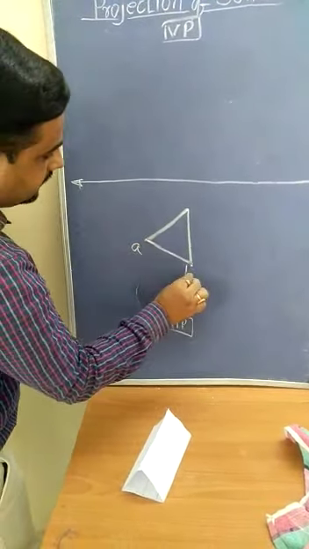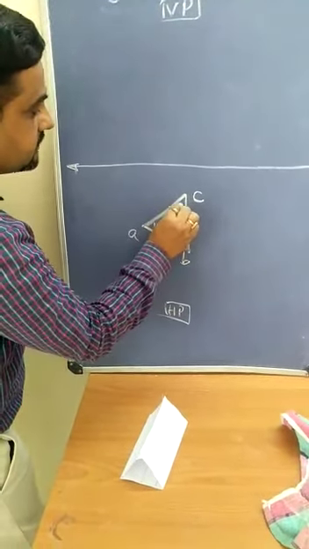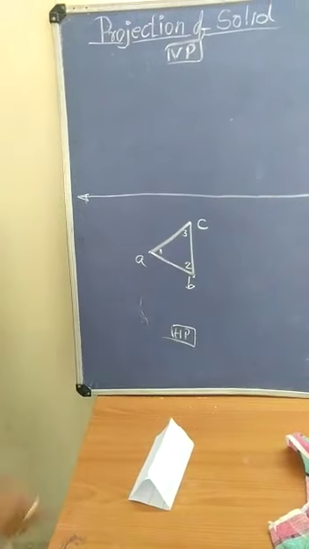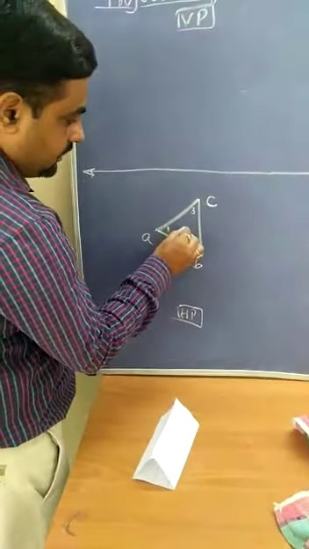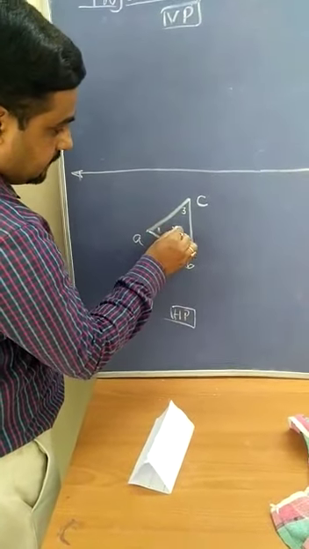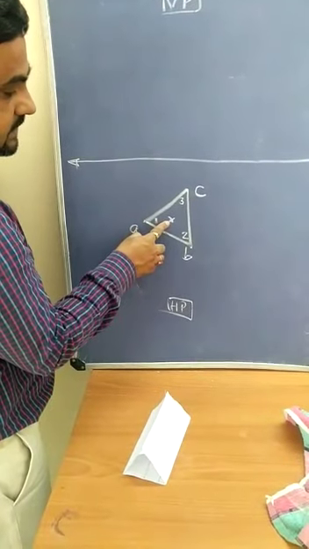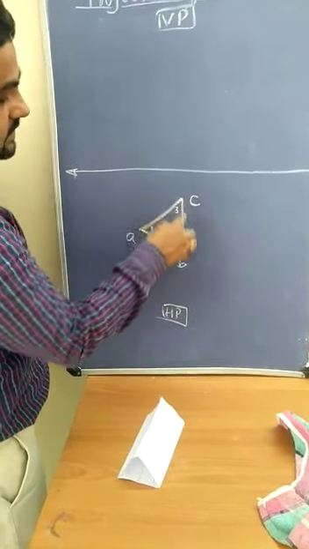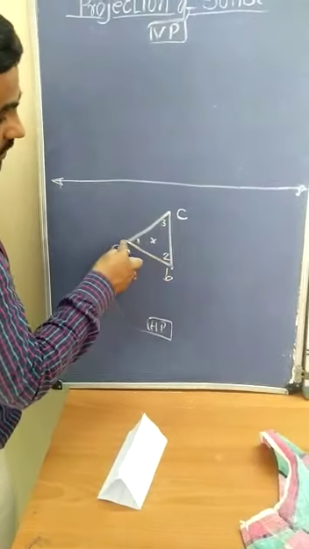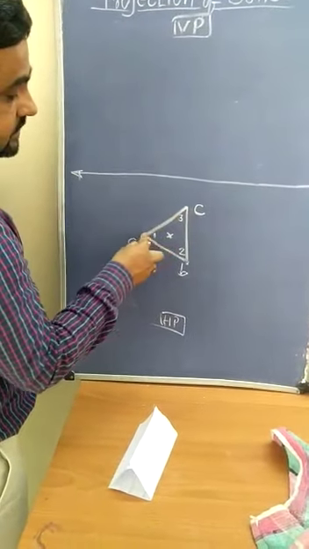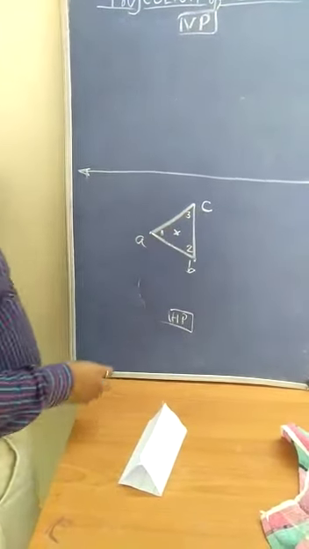So ABC is the lower base and 1, 2, 3 is the upper base. Again you have to give the notation to the axis also. The axis is here, at the center of this triangle. This is the top view, and from the top view you can see the shape like that. So ABC is the lower base and 1, 2, 3 is the upper base.